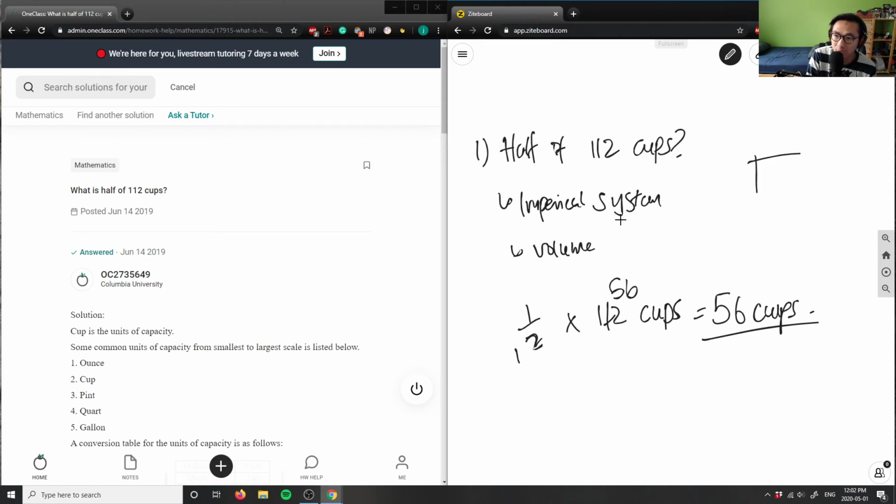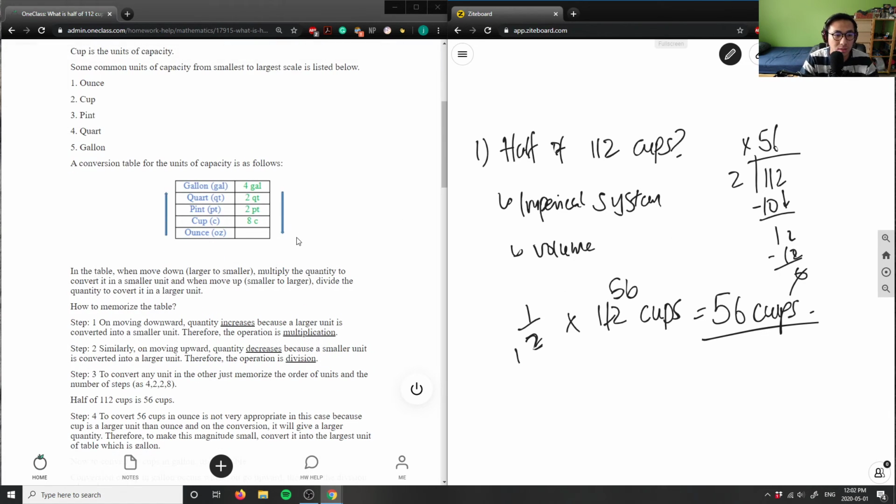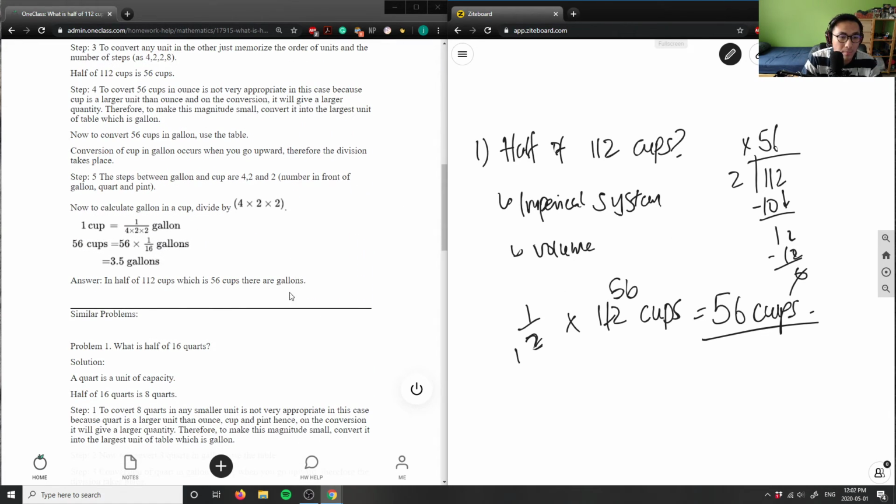You could plug this in your calculator, or you could do the old-fashioned long division. If you don't have a calculator, we could solve this using pencil and paper. 2 times what number goes into 11? 2 times 5 is closest to 11. 11 minus 10 is 1. You bring down the 2. 2 times what equals 12? It would equal 6, and you would get 0. So you get 56 cups is half of 112 cups here. So the solution here is correct.